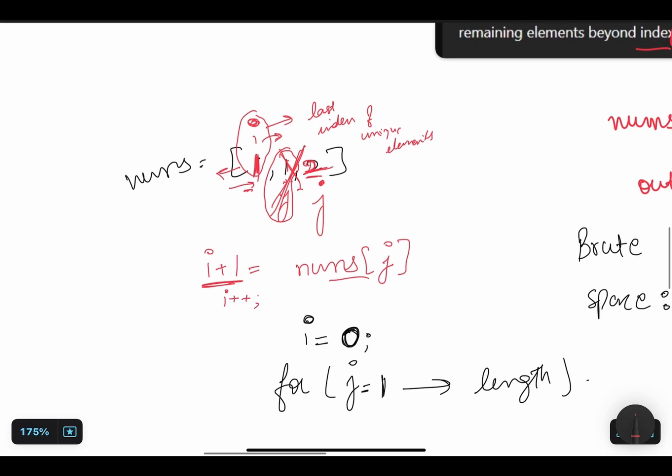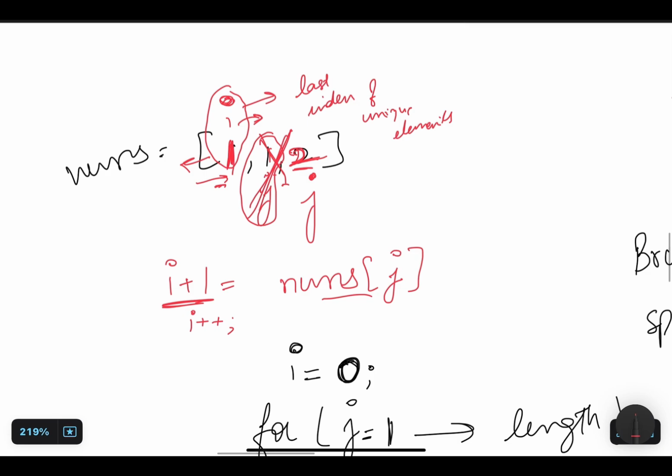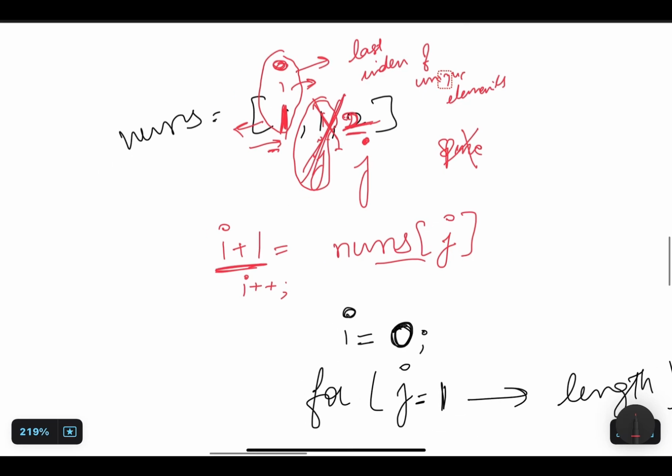Just this. And we have completed the solution. This was the optimal solution. In this we haven't used any space. That's why this is an optimal solution.